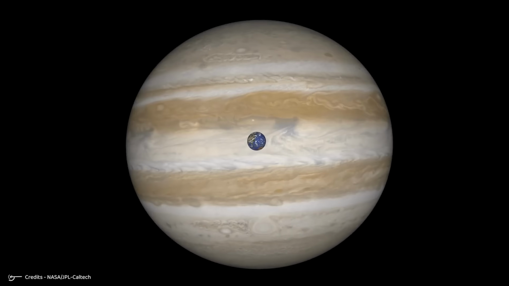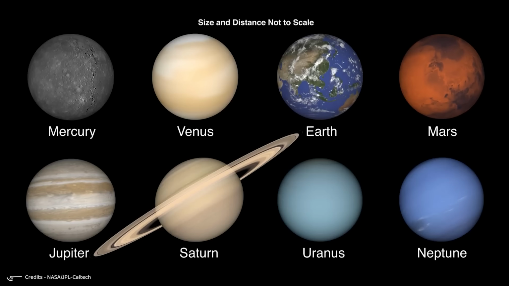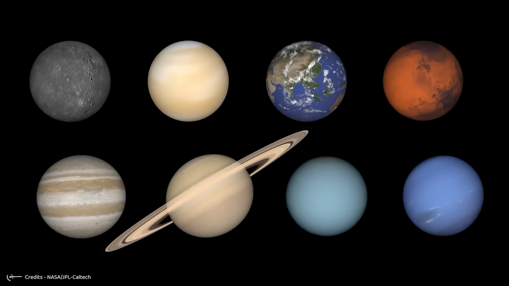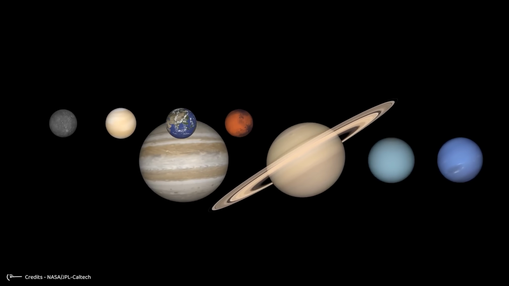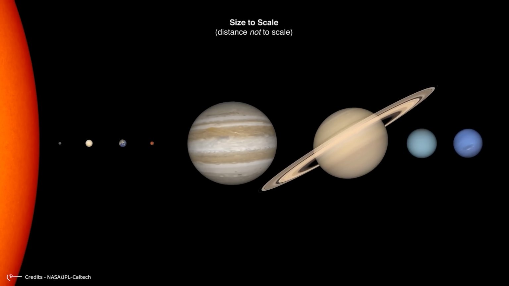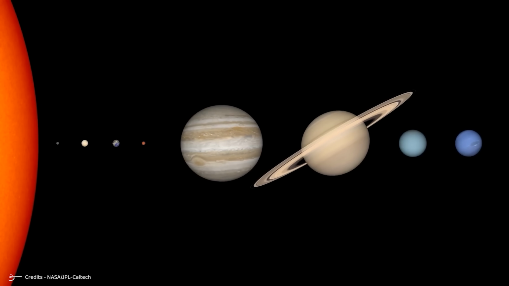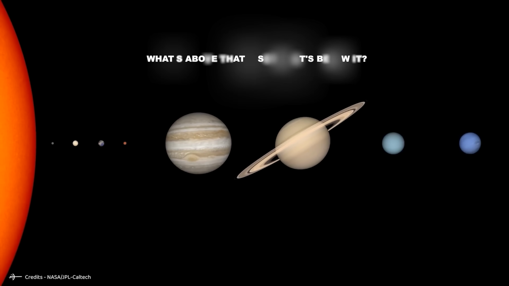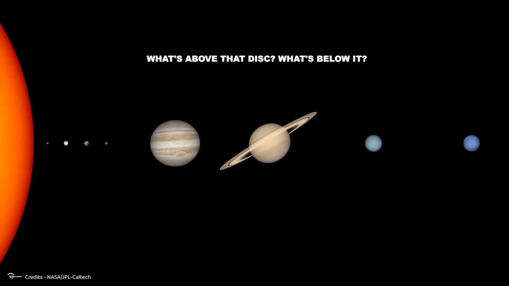The solar system is usually shown as a flat disk, 8 planets circling the sun on a neat, tidy plane. It makes for clean diagrams. It's easy to visualize, but it raises an obvious question that most people never think to ask. What's above that disk? What's below it?